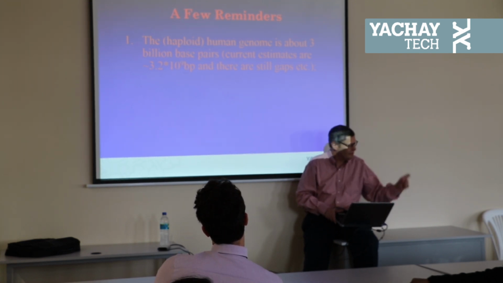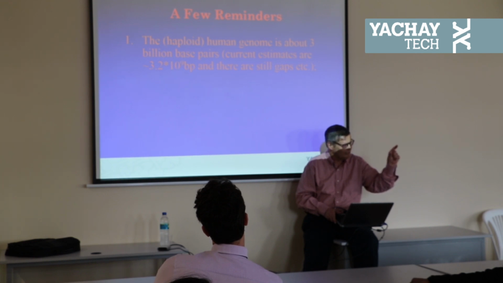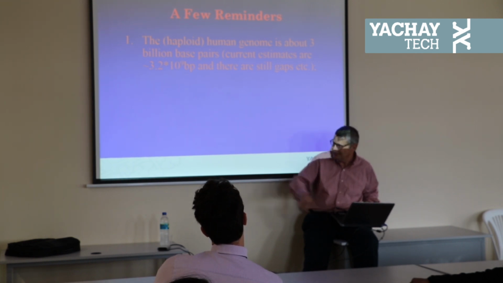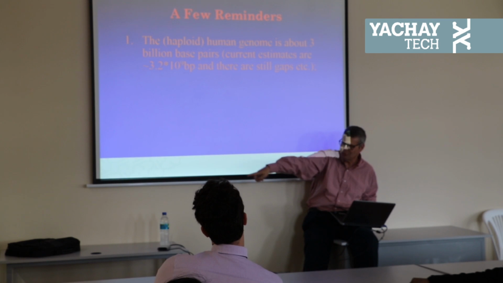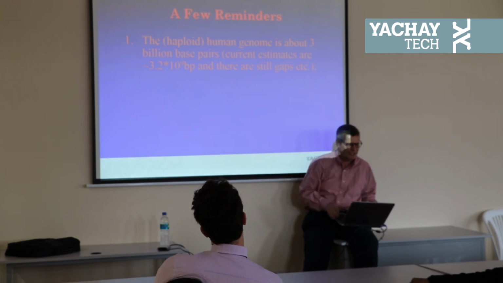So it's about 50 volumes of an encyclopedia, 50 volumes this thick. It fills half of that wall there. That's in each one of your cells. That's how many letters are in your DNA.